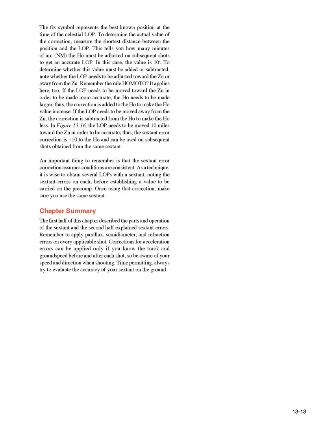Remember the rule HOMODO. It applies here too. If the LOP needs to be moved toward the ZN in order to be made more accurate, the HO needs to be made larger, thus the correction is added to the HO to make the HO value increase. If the LOP needs to be moved away from the ZN, the correction is subtracted from the HO to make the HO less. In Figure 1316, the LOP needs to be moved 10 miles toward the ZN in order to be accurate, thus the sextant error correction is plus 10 to the HO and can be used on subsequent shots obtained from the same sextant.